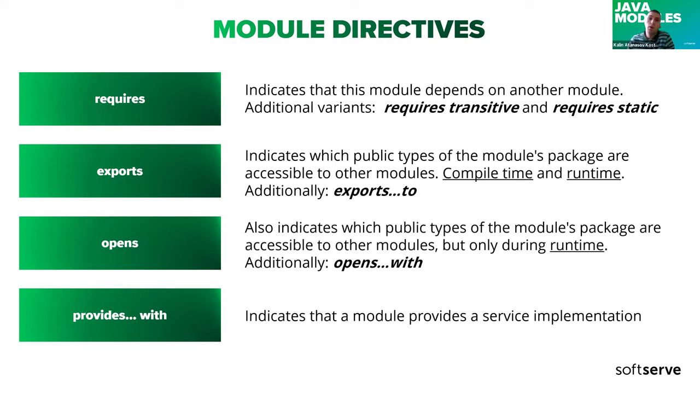For example, if your module contains a publicly available method that returns a type of another module. When transitive is not used, any module reading this module would explicitly have to add their dependencies. Also requires static. This is an optional dependency. The module is needed at compile time, but it's not needed at runtime.